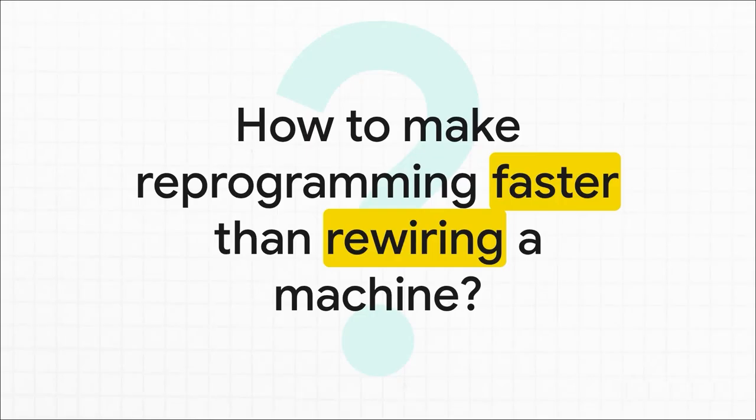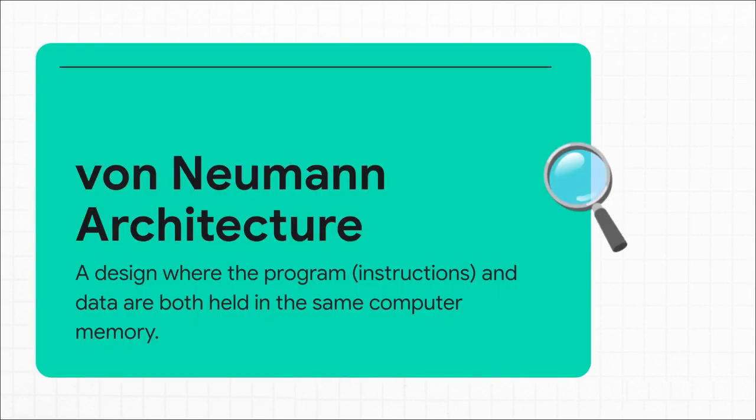This was the big question that drove everything. If physically changing the computer's wiring takes weeks, how can we get the computer to change itself in just a matter of seconds? The answer to this would define the modern digital age. And here it is, the stored program concept, often called the von Neumann architecture.